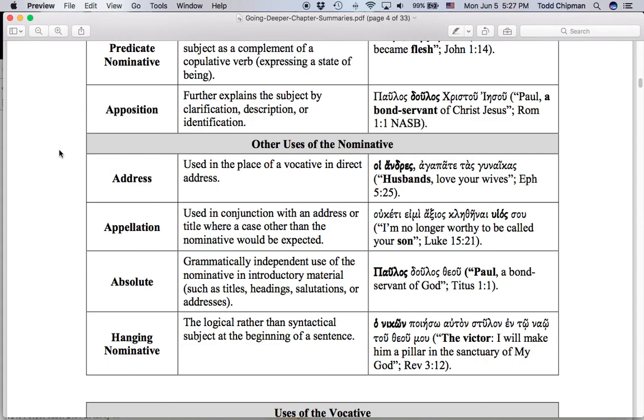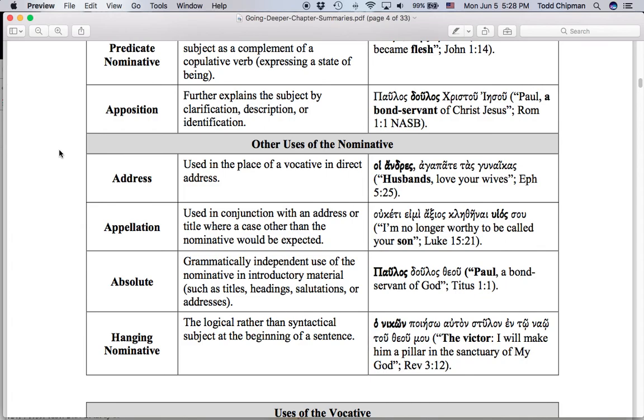First, the nominative of address. This comes to take the place of the vocative, which is the formal category of address. Over time, that begins to fade, and the nominative of address takes its place. In the plural, it's the same grammatical form. Here, hoi andres, agapate tas gunaikas, husbands, love your wives. Here, husbands, the ones being addressed, are in the nominative.